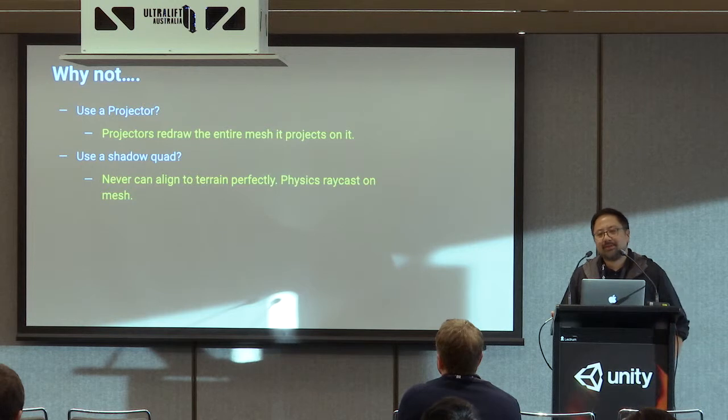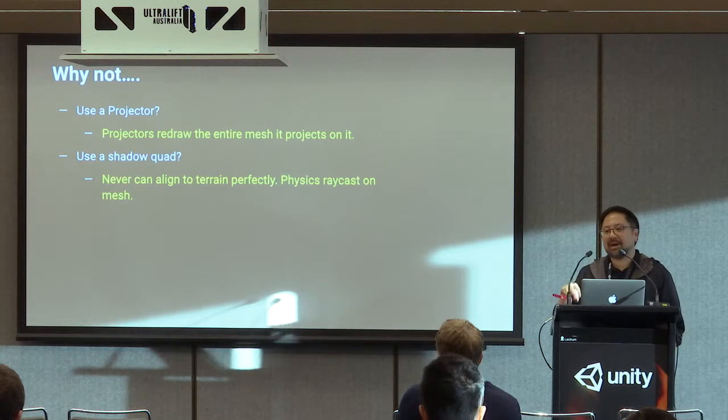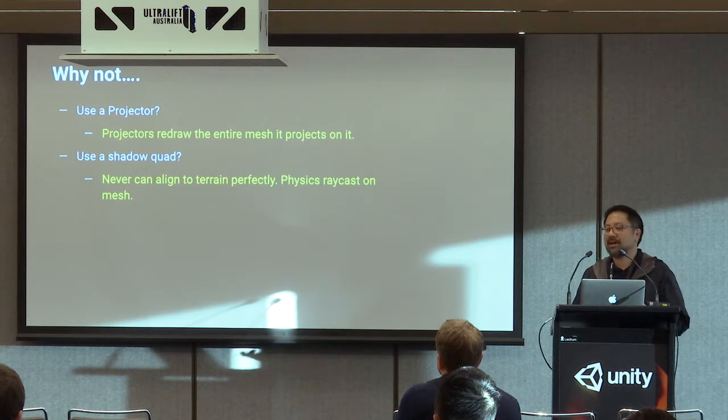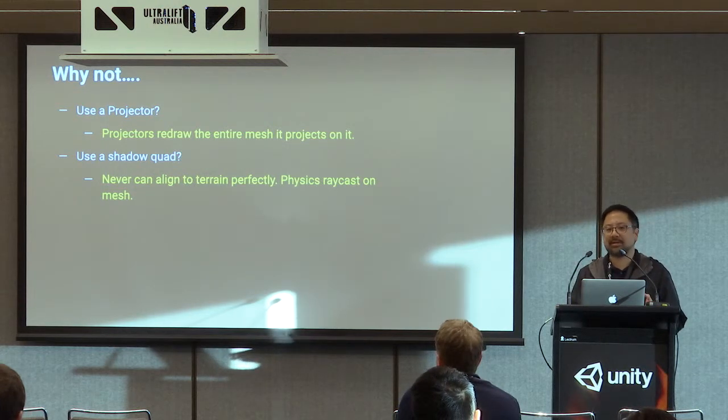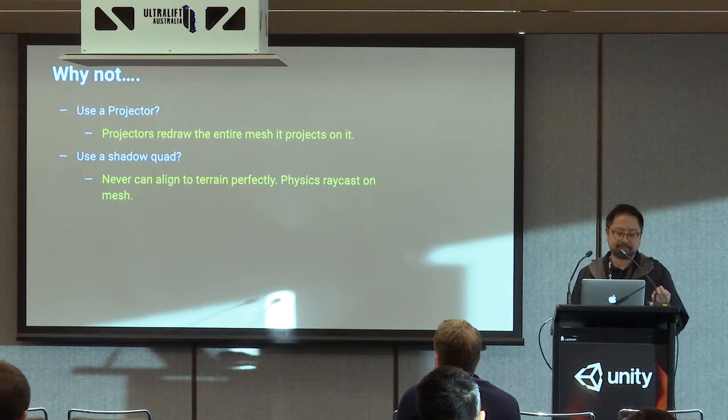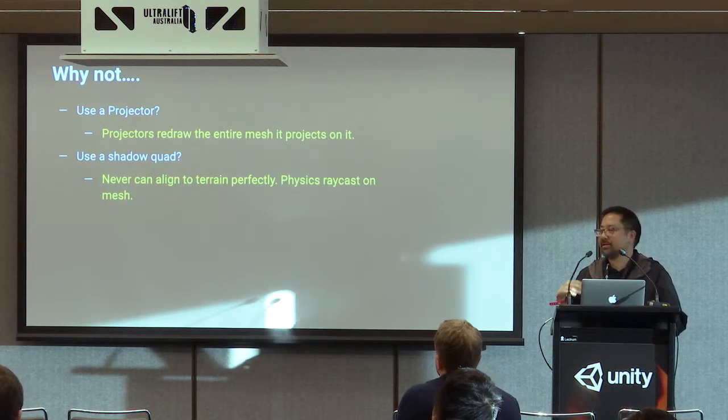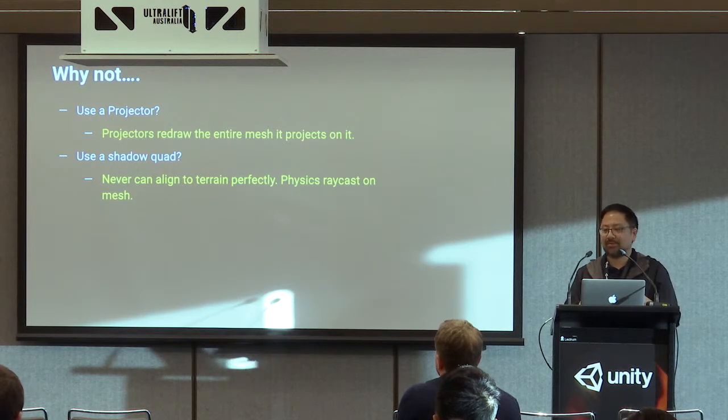If you've used a projector before, what happens is Unity actually re-renders the mesh that it's projecting on. So if you had a big terrain chunk and a character with a blob shadow projector, when that shadow goes over that terrain, it's rendering it again. And imagine if you have 10 characters, each with their own projector, it would have to re-render that terrain over and over and over for that projector. Same with a shadow quad. You can use a shadow quad, but it's always hard to align a quad to the terrain perfectly, because you're constantly mesh raycasting, and your little shadow quad won't align perfectly to all the bumps and the grooves in the terrain.